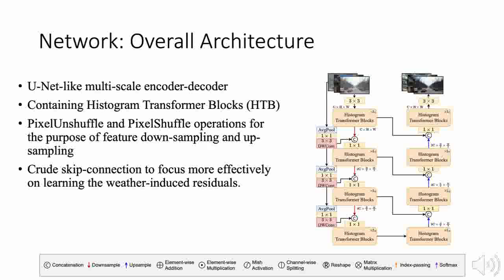The overall structure of our proposed model is a U-Net-like multi-scale encoder-decoder. Within each stage, it contains multiple histogram transformer blocks called HTB. We used pixel unshuffle and pixel shuffle operations for feature downsampling and upsampling. We also add 3 crude skip connections to focus more effectively on learning the weather-induced residuals.